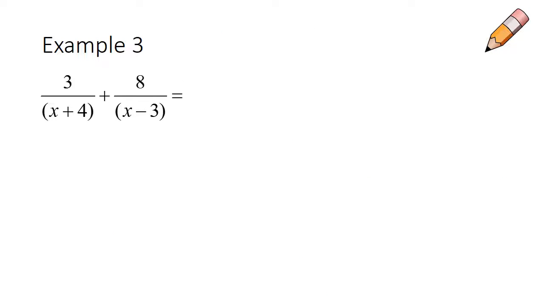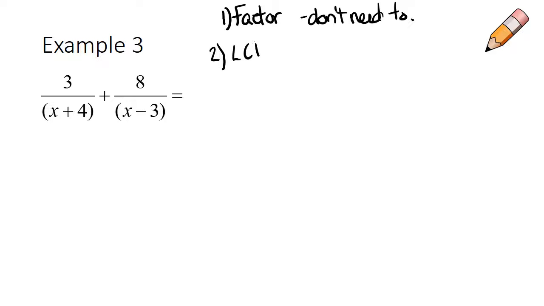Let's take a look at this next example. The first thing I want to do is to factor. And if I look, this one's already factored out, so I don't need to. If it's already simplified as far as it'll go, you're set. Step 2, find that LCD.